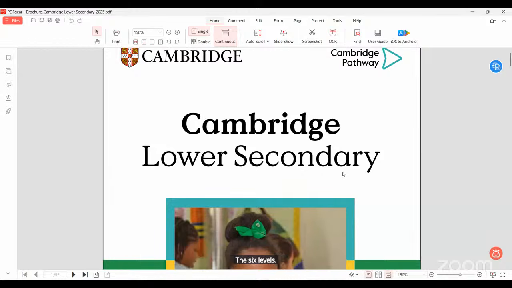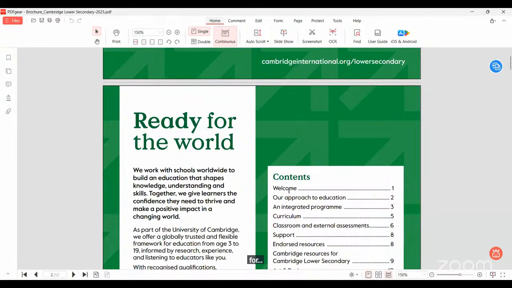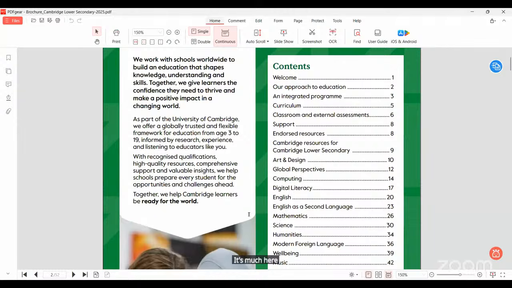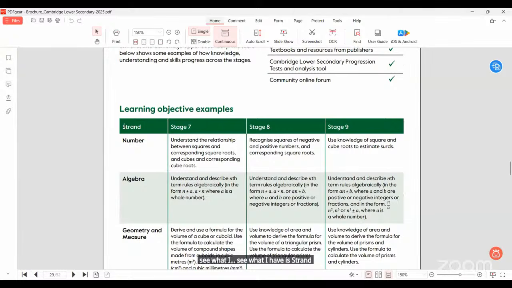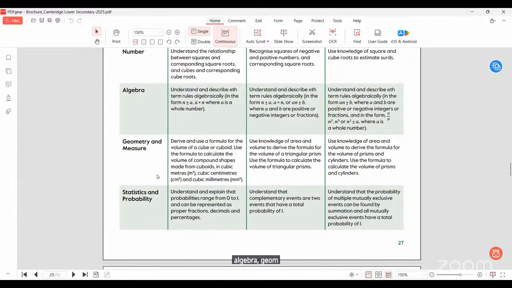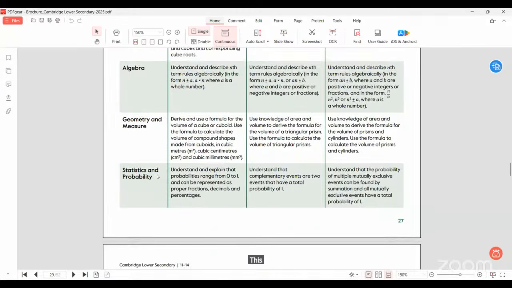Okay. The number of subjects. Now look at it here. You can see here for mathematics, it's maths here. The strands under mathematics, see them here. We have number. That's a strand. Strand, right? Number, algebra, geometry and measure, statistics and probability. These are the 1, 2, 3, 4.